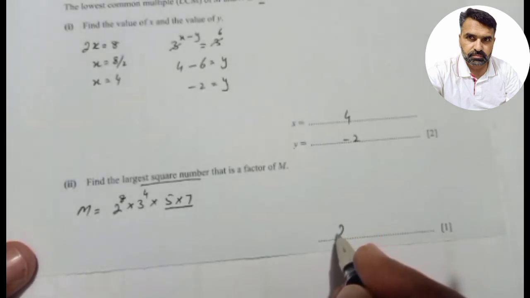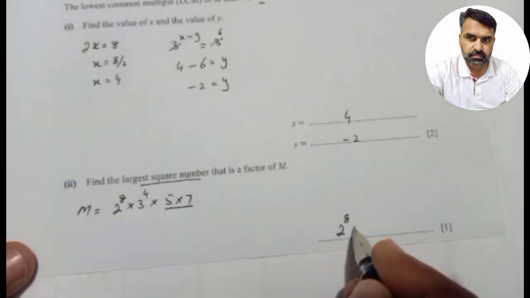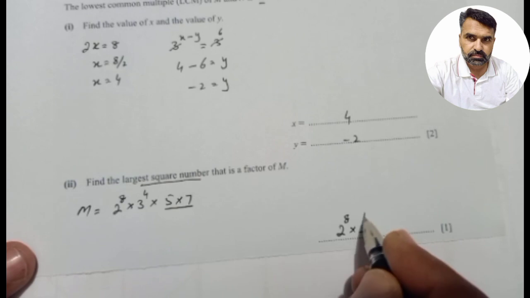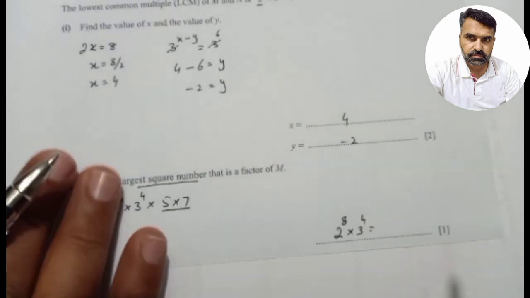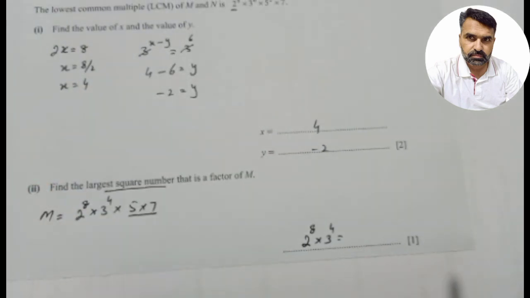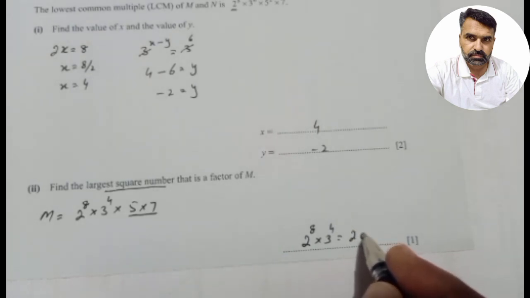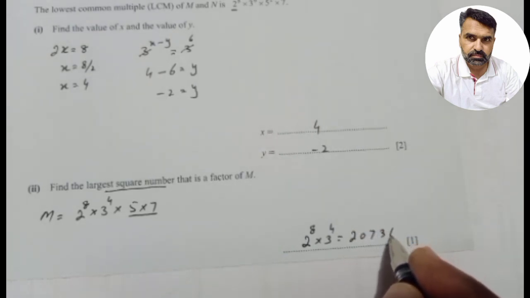If you use a calculator to find the number, 2 to the power of 8 multiplied by 3 to the power of 4, the answer will be 20,736.